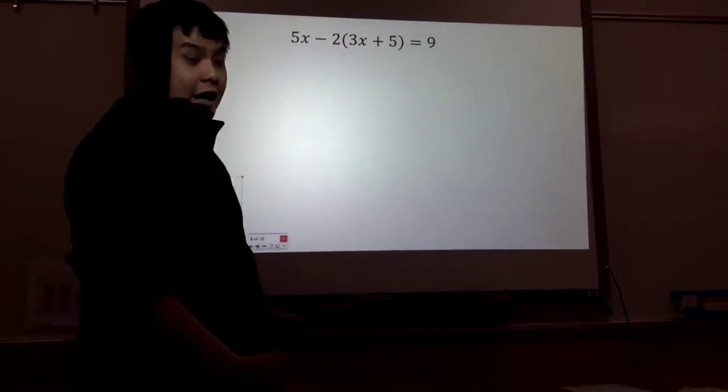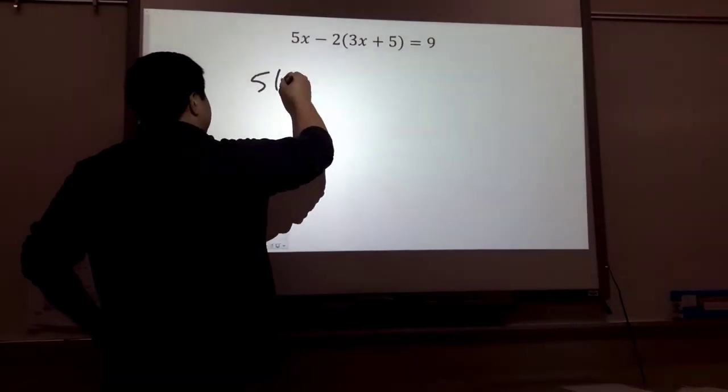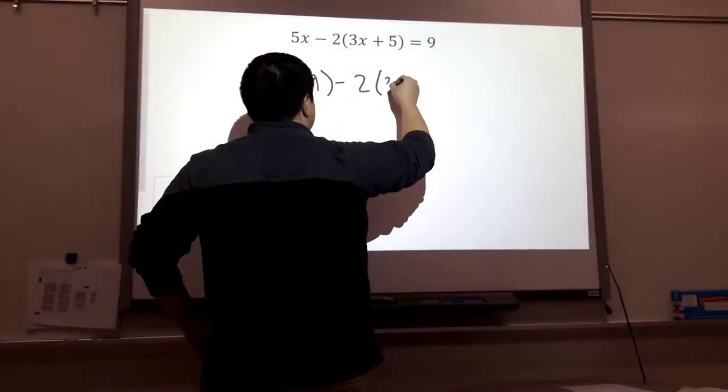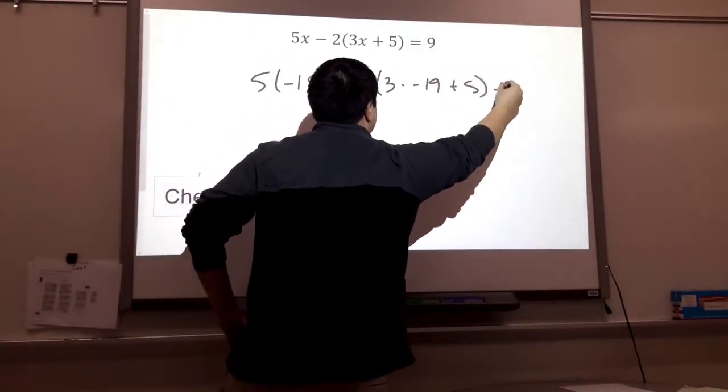We're going to replace x with negative 19 wherever we see it. So we got 5 times negative 19 minus 2. 3 times negative 19 plus 5 equals 9.